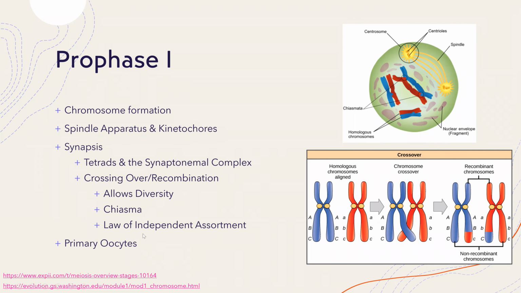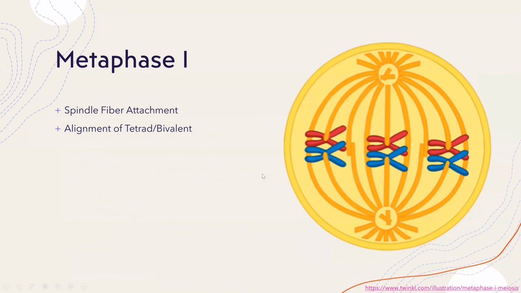This is the stage where primary spermatocytes are before they progress into secondary spermatocytes. So then we have metaphase 1, which compared to prophase is pretty simple. It's a lot like mitosis, but there are, again, a few key differences.